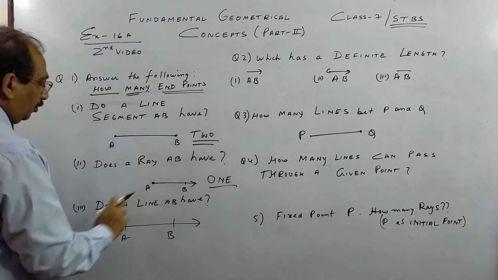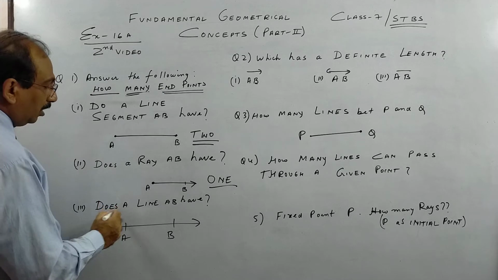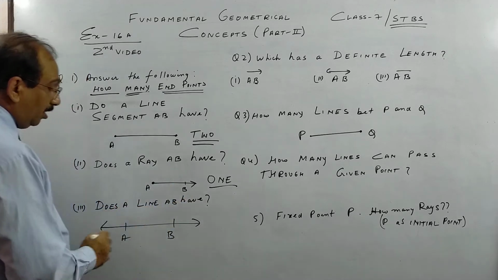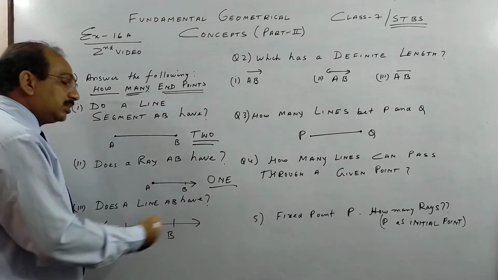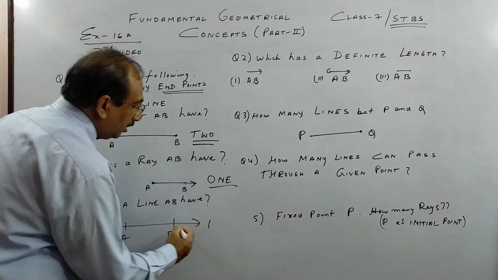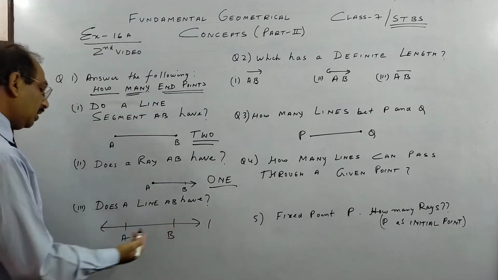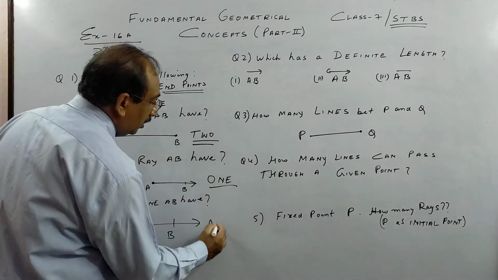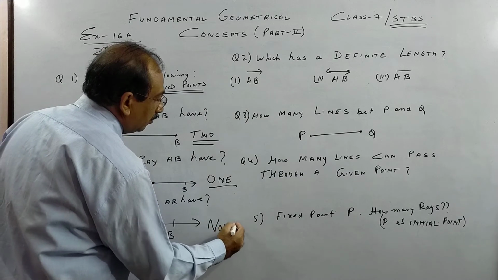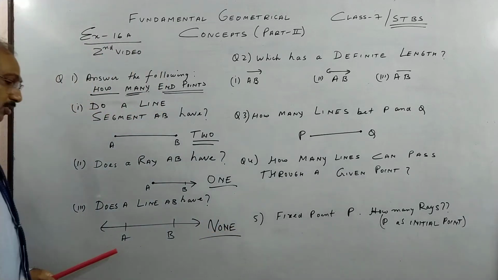How many endpoints does line AB have? A line, you remember, is endless in both directions, children. It goes on this side of B and the left side of A also. It has none. So a line has no endpoint.